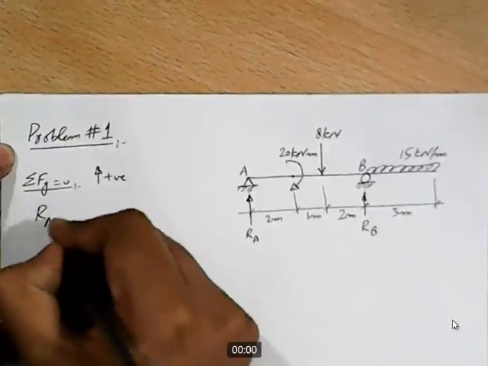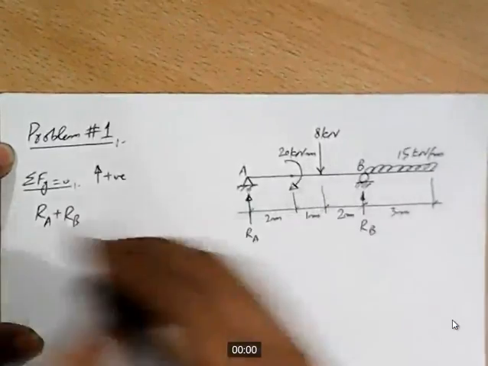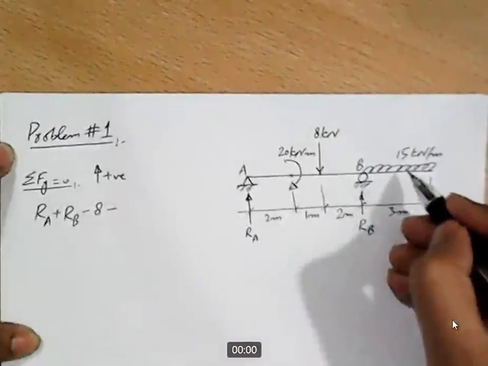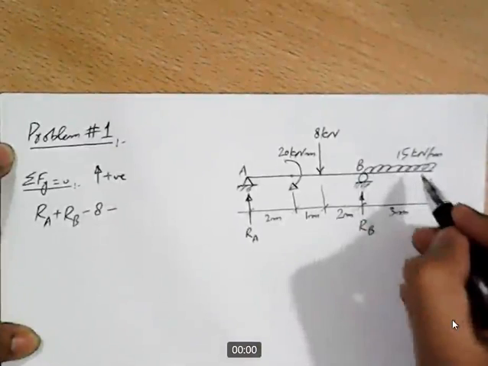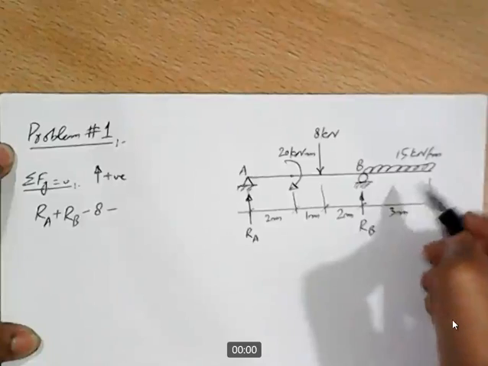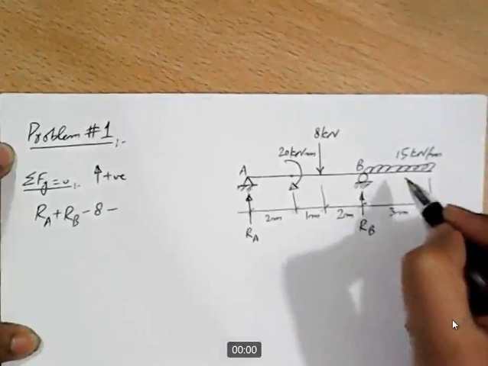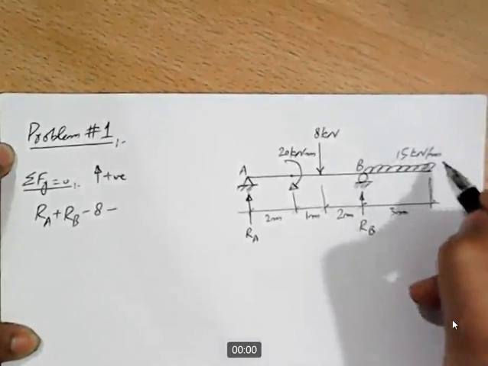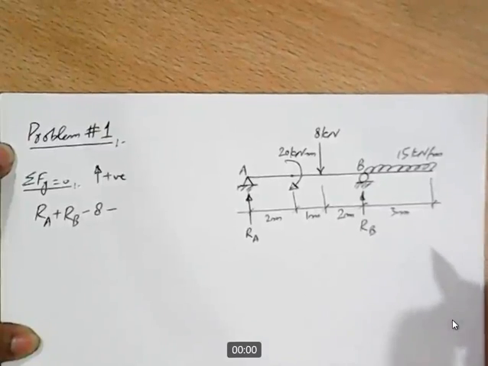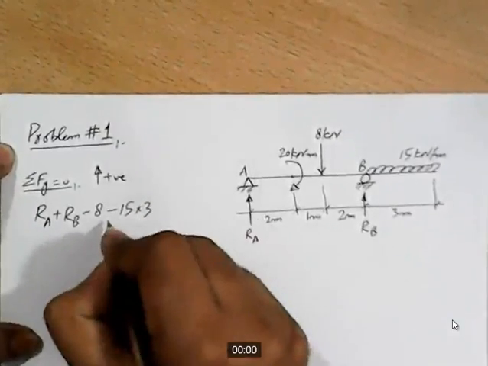So RA plus RB, and then we have this 8 kilonewton force acting in the downward direction, so minus 8, and then this UDL is acting in downward direction. This is basically a rectangular load, and I told you before that this is another way of showing a rectangular load. Normally in our manual calculation we use this symbol. So how much is the magnitude of the load? 15 kilonewton per meter is the intensity, and 3 meter is the span on which it is acting. So 15 into 3, and as it is acting in downward direction, this is negative.